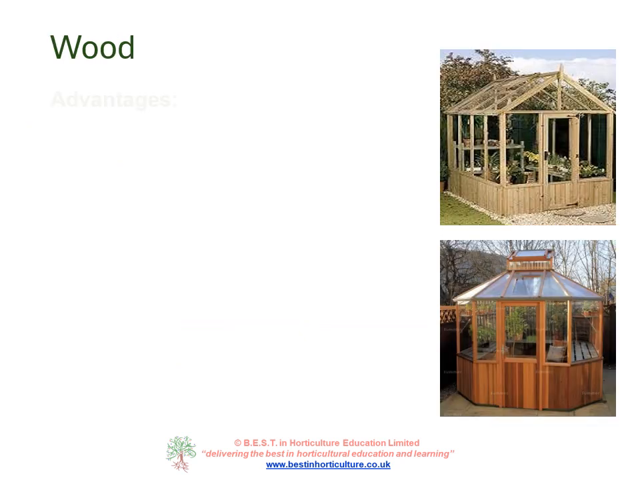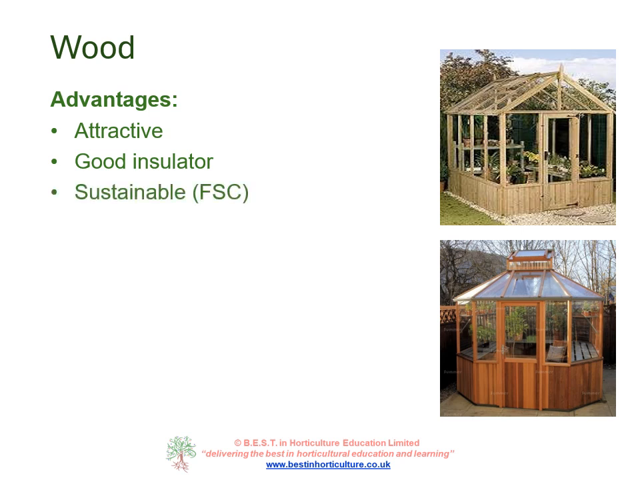Next, wood. Advantages here include it's attractive, which is particularly important for a domestic amateur garden. Timber is also a good insulator, which can help with energy costs, and it can also be very sustainable, especially if the timber is sourced from a Forestry Stewardship Council source.